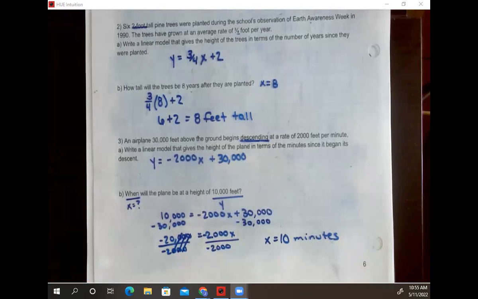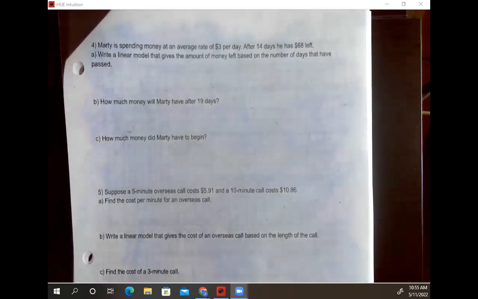Questions on number 3. Again, a little bit trickier there because I gave you a y value instead of an x, but we know how to solve linear equations, so that's not too bad. Now 4 and 5 were a little bit different. 4 and 5 didn't give you that initial value that we like to have, particularly when we're going to write something in slope-intercept form.